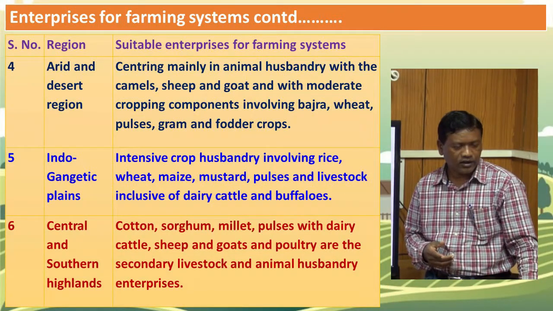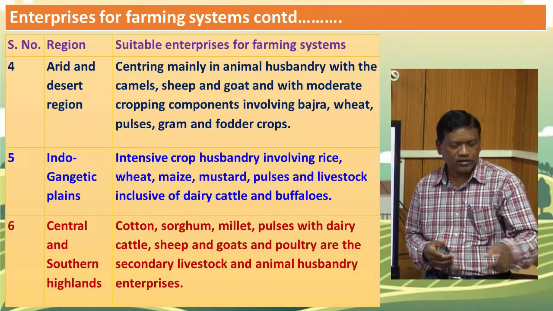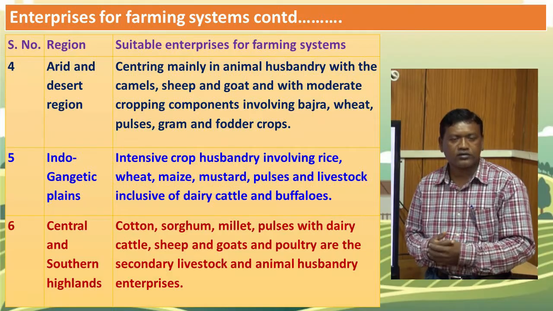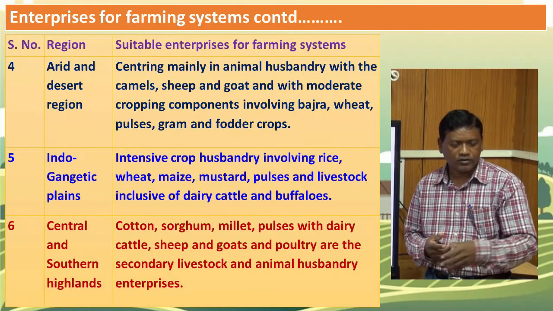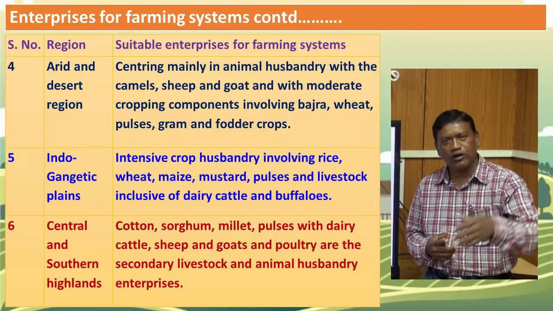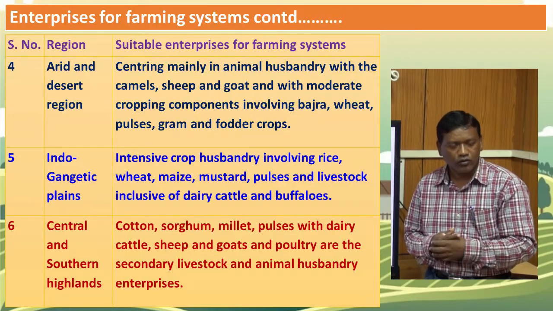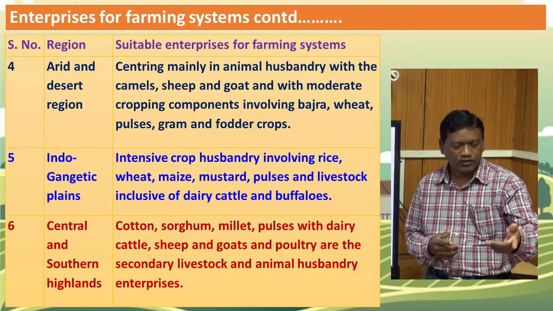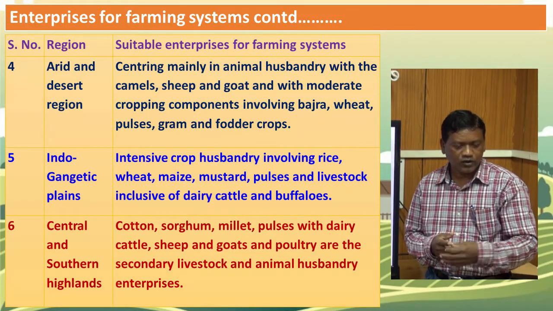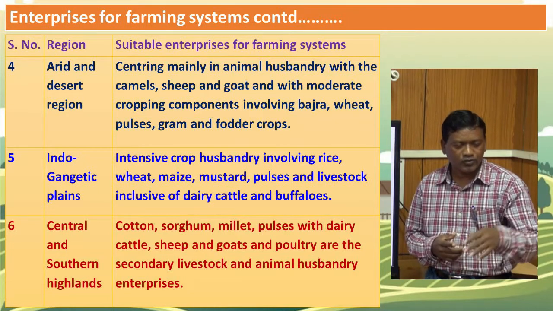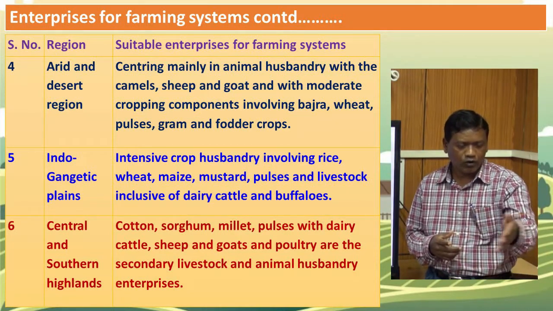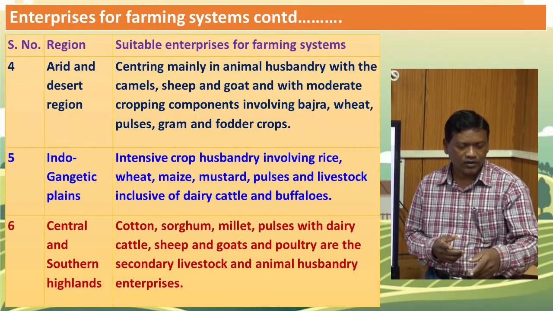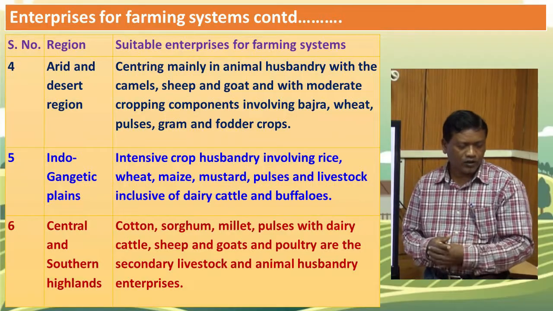And in the arid and desert regions, animal husbandry should be central, mainly camels, sheep and goats, along with modern cropping patterns, because these all require fodder or feed. So this system must be run through your integrated farming systems. All the feeding material should be available from your system. So the crops, pulses and the different types of crops which can be grown in these areas should be incorporated.